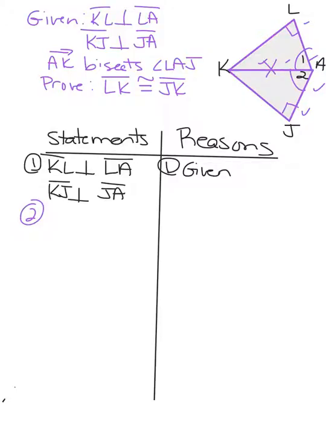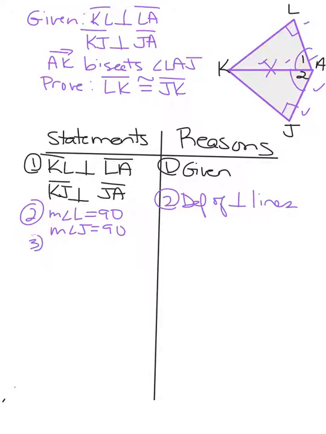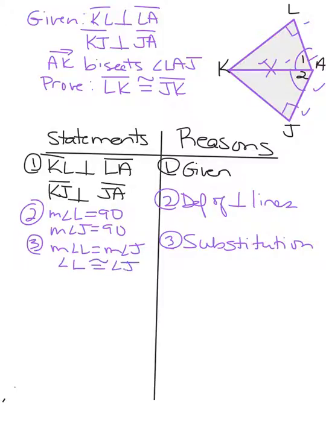I'm just going to go for congruency. So I have to say that the measure of angle L is equal to 90, and the measure of angle J is equal to 90, and that is because of the definition of perpendicular lines. Now if they are each equal to 90, I can say that they're equal to each other, and therefore they're also congruent. So I'm going to say the measure of angle L is equal to the measure of angle J, and that is because of substitution. And then I'm also going to state that these angles are congruent. Angle L is congruent to angle J.